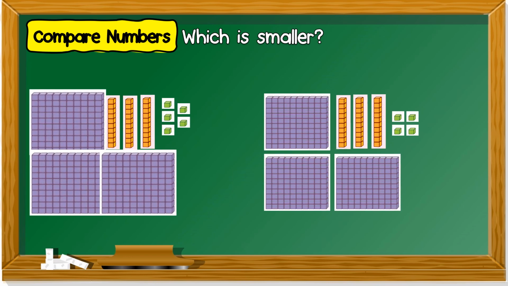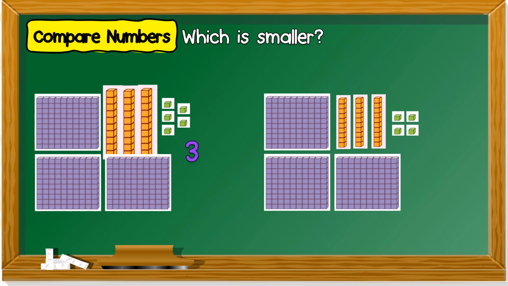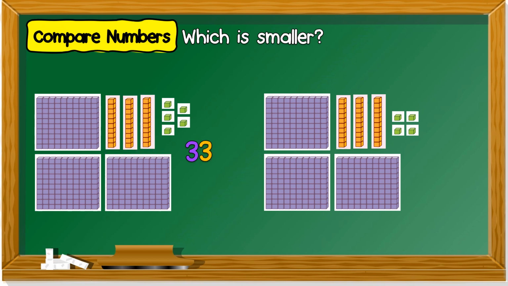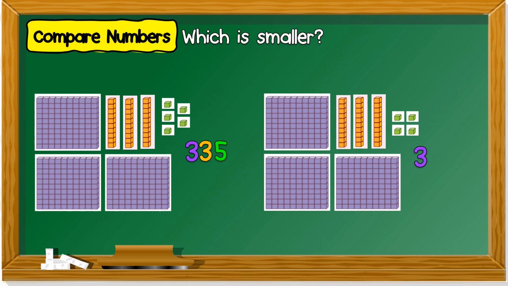Blocks of hundreds, 3. Tens, 3. Ones, 5. So it's 335. For the one on the right, blocks of 100, 3. Tens, 3. Ones, 4. So it's 334.